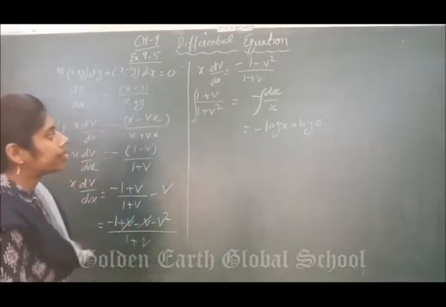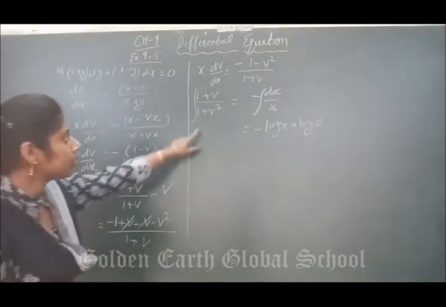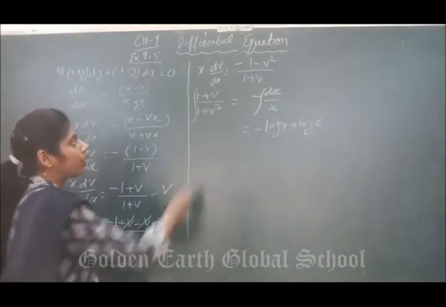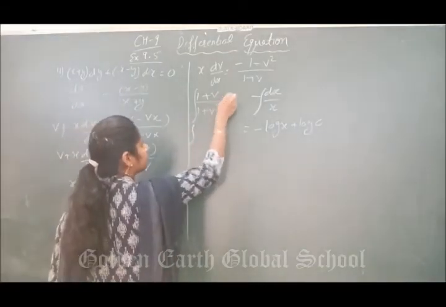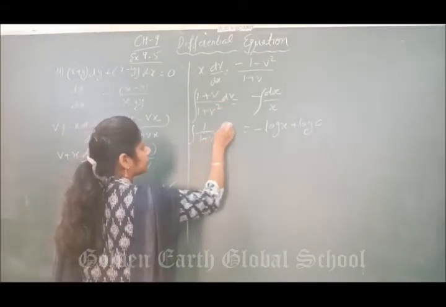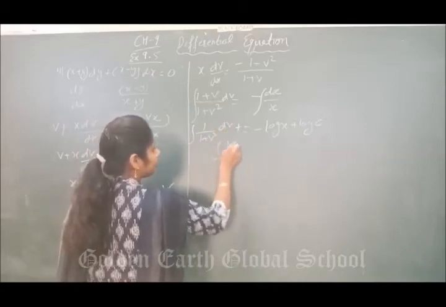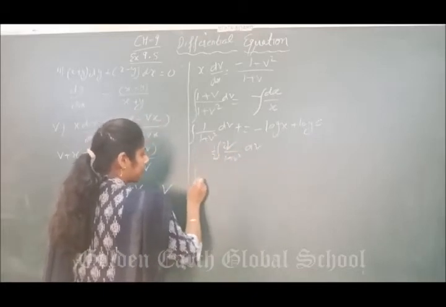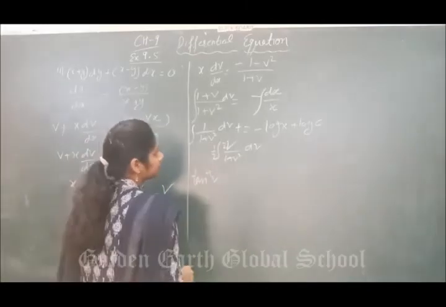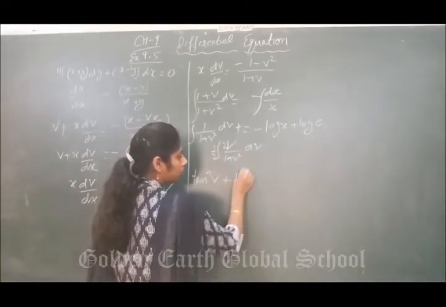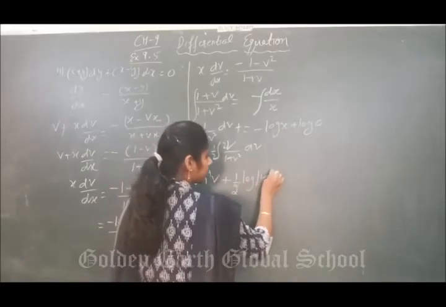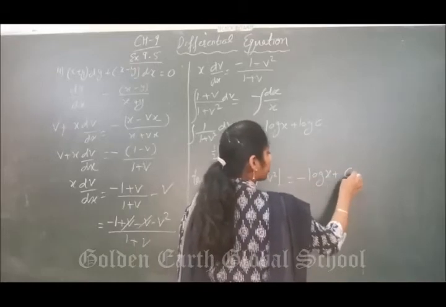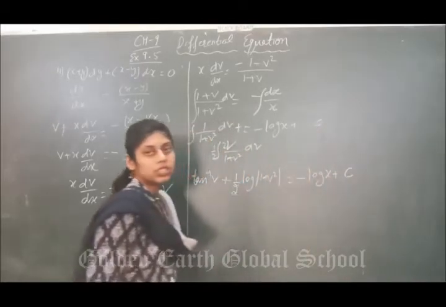Now you have to take its integration. See, its derivative is in the numerator. The derivative of v² is 2v. First of all, you have to separate the integration: 1/(1 + v²) plus v/(1 + v²) dv. Multiply and divide by 2. Its integration is tan inverse v plus 1/2 log(1 + v²) equals −log x plus c, you can write c or log c because it's just a constant.